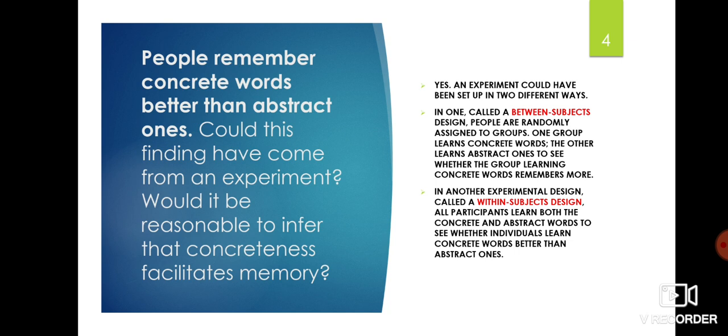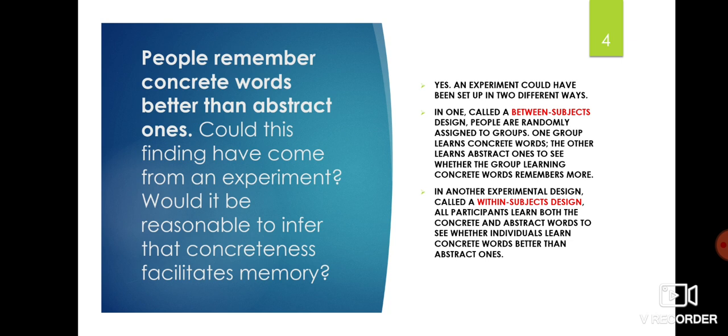So we could actually make an experiment in two different ways. Number one, we call this a between subject design. A between subject design is also called independent sample test. So in here, people are randomly assigned to groups. So one group learns concrete words, the other learns abstract ones, to see whether the group learning concrete words remembers more.